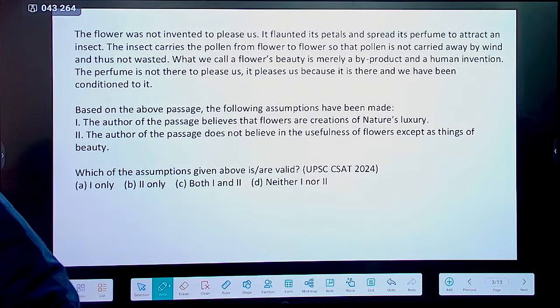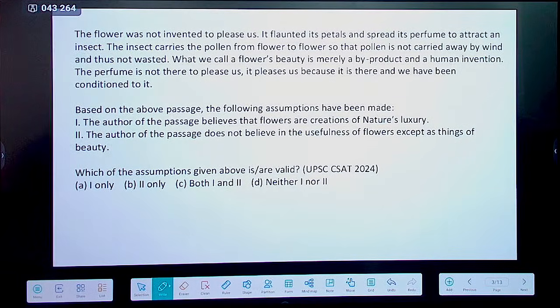Hello Neelam. Good afternoon Shankar. Good afternoon Aditya. Okay.